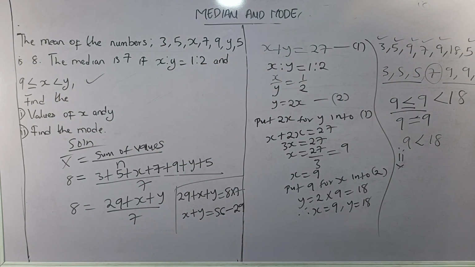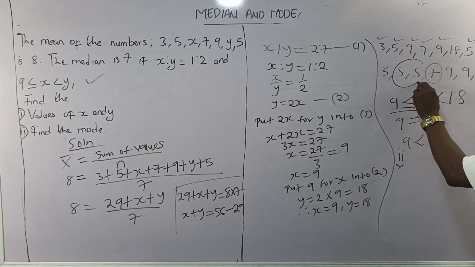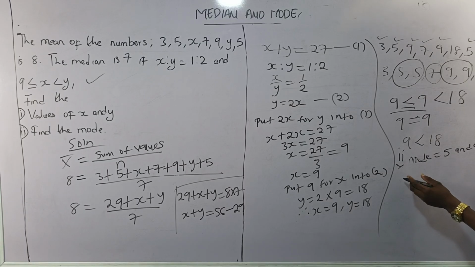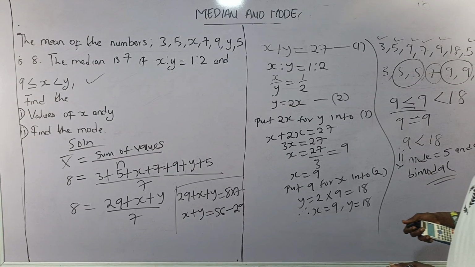What's the meaning of mode? Mode is the number or mark that occurs the most. So if you watch, here 5 occurs twice and 9 occurs twice. So we can simply write the mode is equal to 5 and 9. So therefore, we can say the given data is bimodal. Bi means 2. So this is the solution.